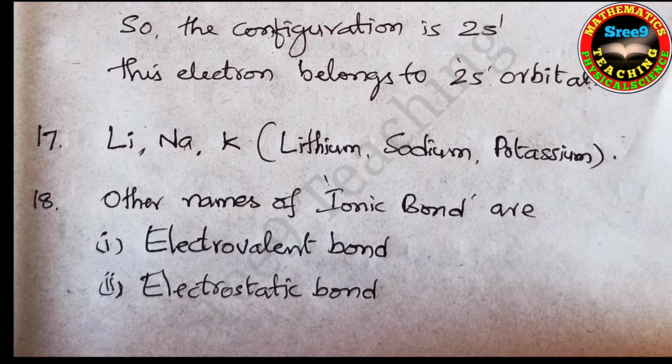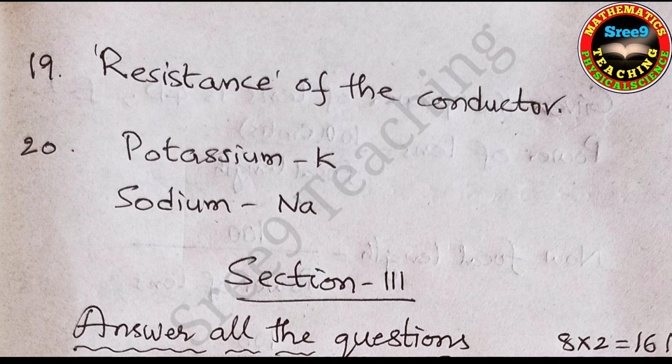See here, 18th question, other names of ionic bond are electrovalent bond and electrostatic bond. Anyone you can write. See on the screen, 19th, what is the character of a conductor that opposes the motion of electrons is nothing but resistance of the conductor. This is the answer. And 20th answer, write the names of two highly reactive metals means first is potassium, the symbol is K, and second is sodium, the symbol is Na.